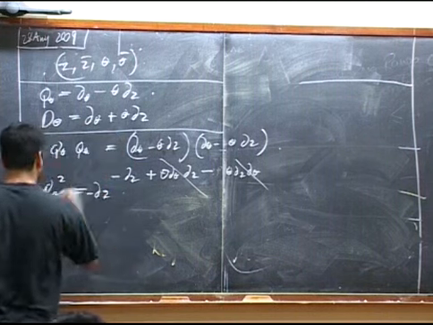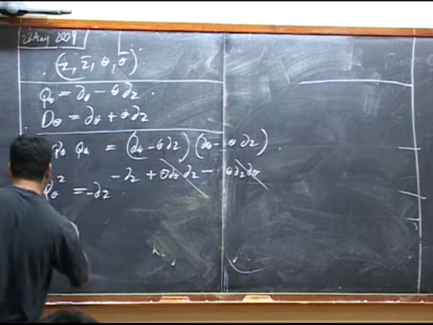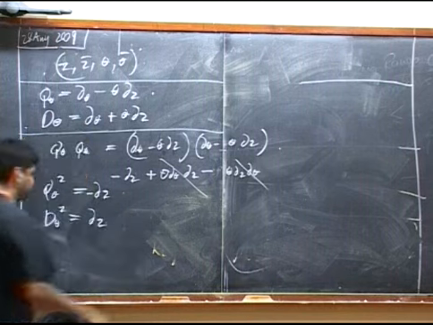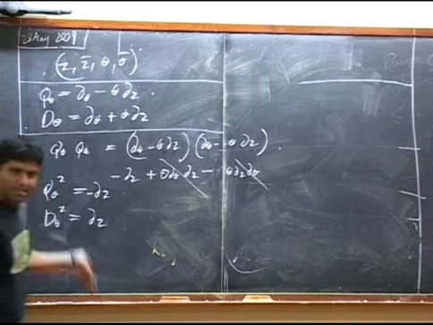Very similarly, we find that D theta squared is equal to del z. The same kind of algebra.